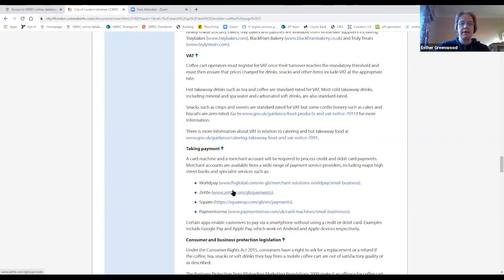It also talks about taking payment. So many of these coffee carts use something like iZettle, one of the little square card readers, very easy to just tap and go.